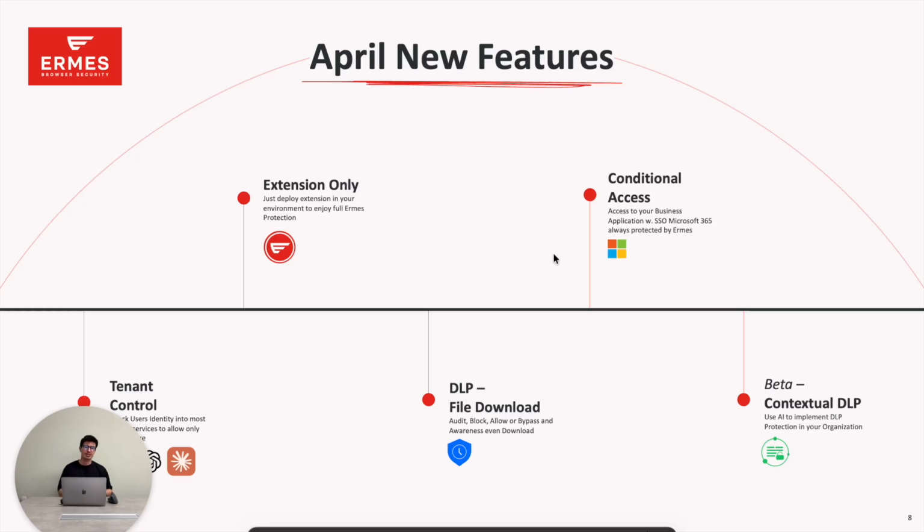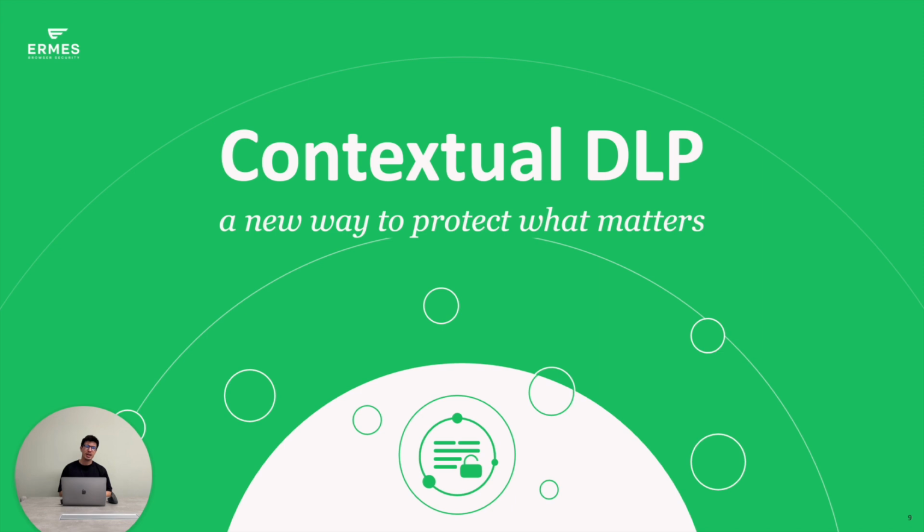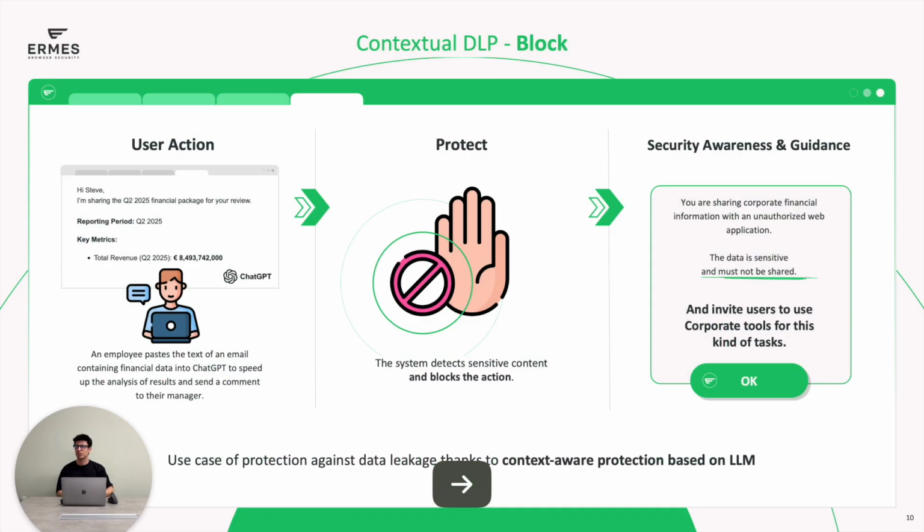As you remember, last time we saw together the April new features. The last one is a beta version of Contextual DLP. But what is it? Contextual DLP is our new AI engine that can look at what people do about DLP policies inside the browser. Let's do some examples.